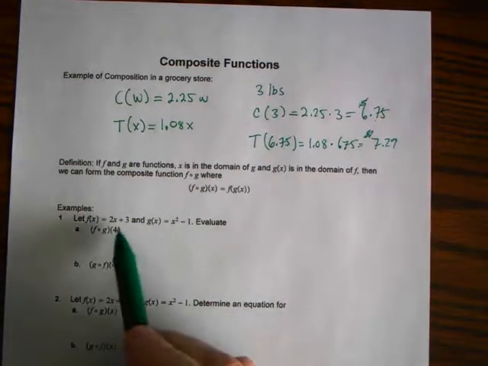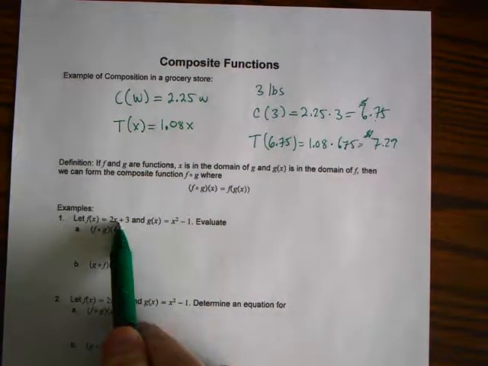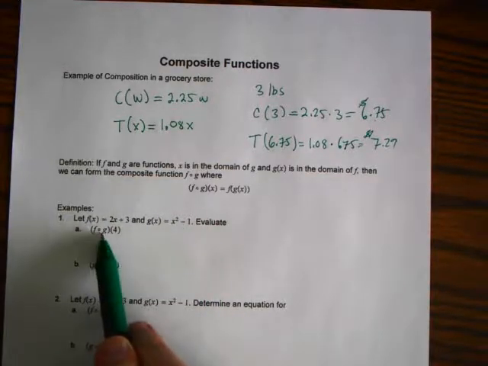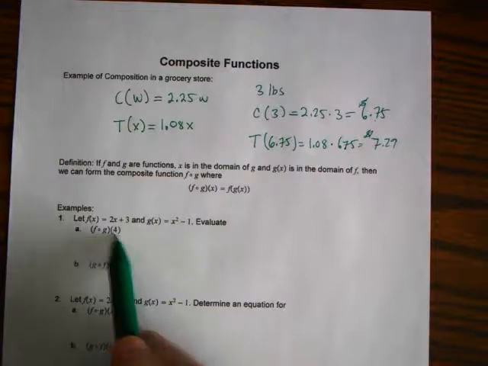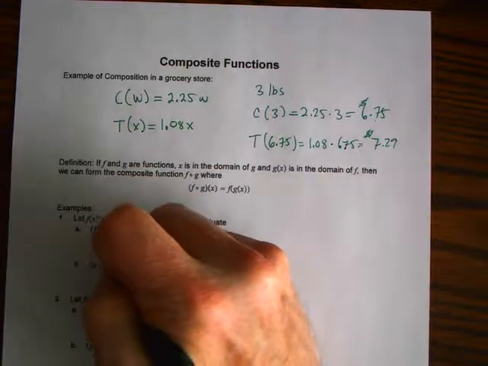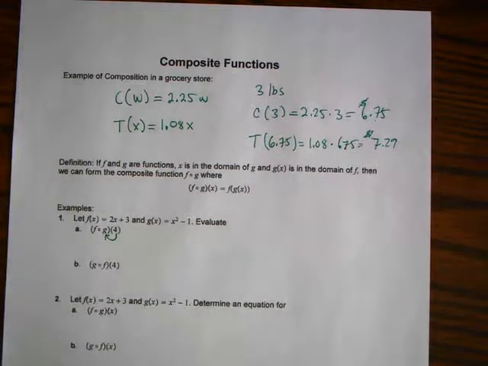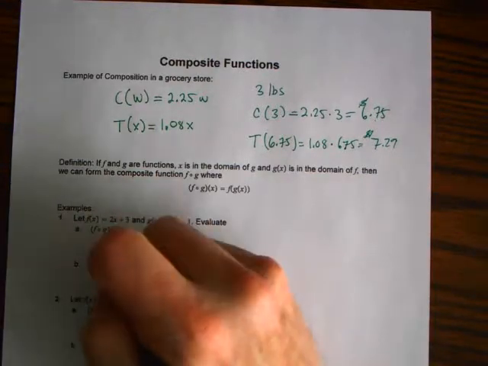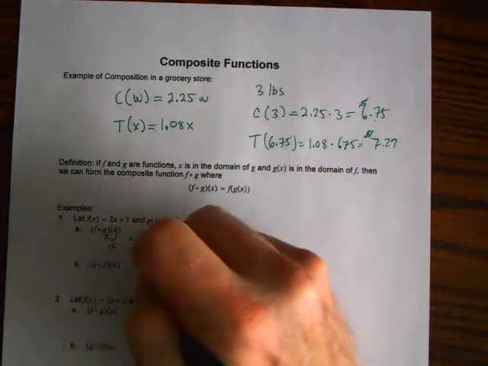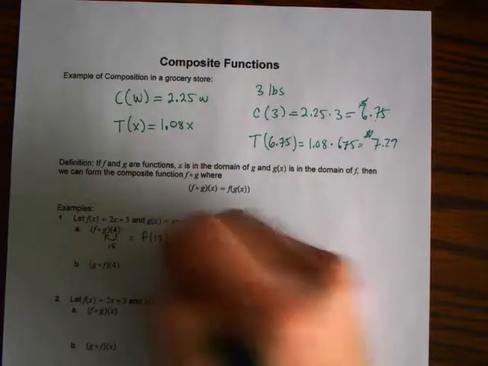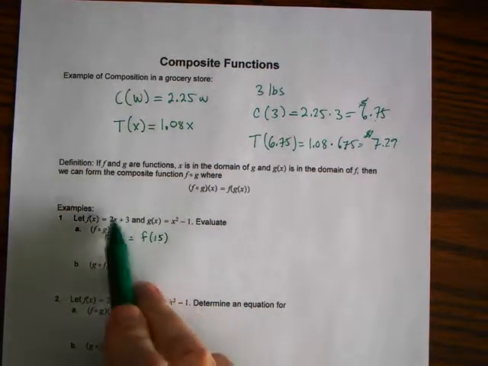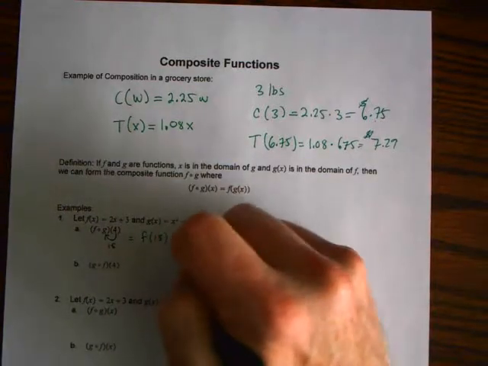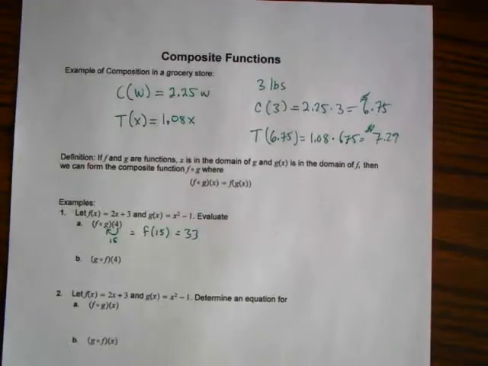Alright, so let's look at some examples. f of x is 2x plus 3, g of x is x squared minus 1. Find f∘g at 4. What this symbol means is take 4 and plug it into the g function. When I plug in 4, I get 16 minus 1, that's 15. And then I take that answer, 15, and I plug it into the f function. 15 times 2 is 30, 30 plus 3 is 33. So my answer there would be 33.